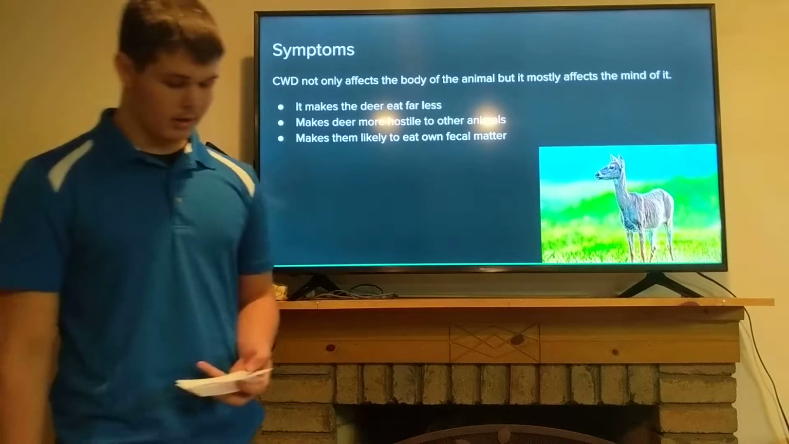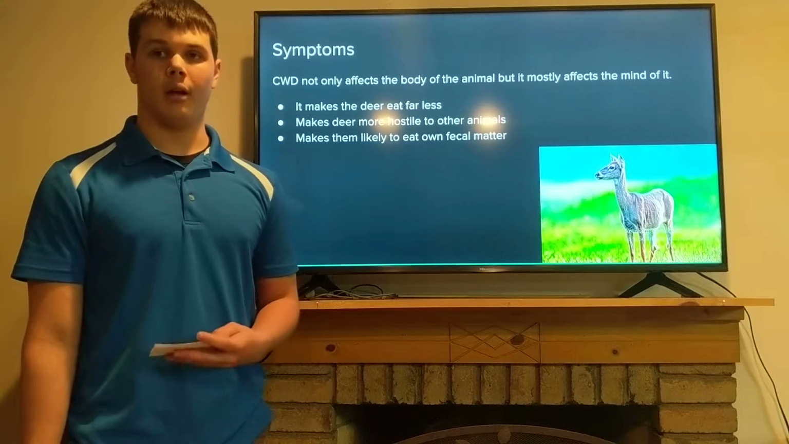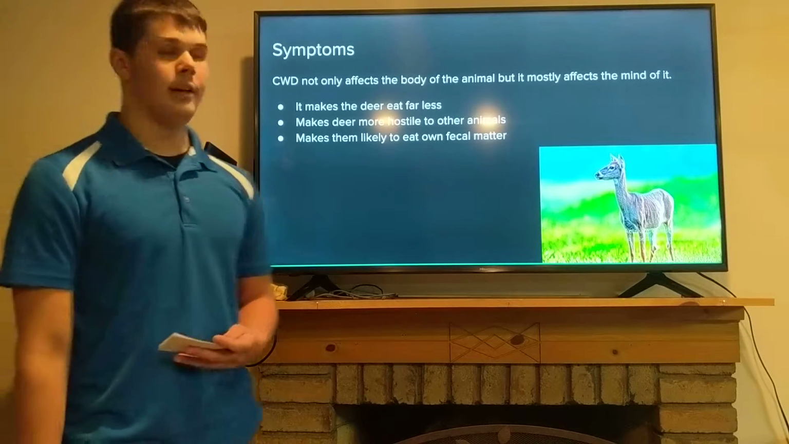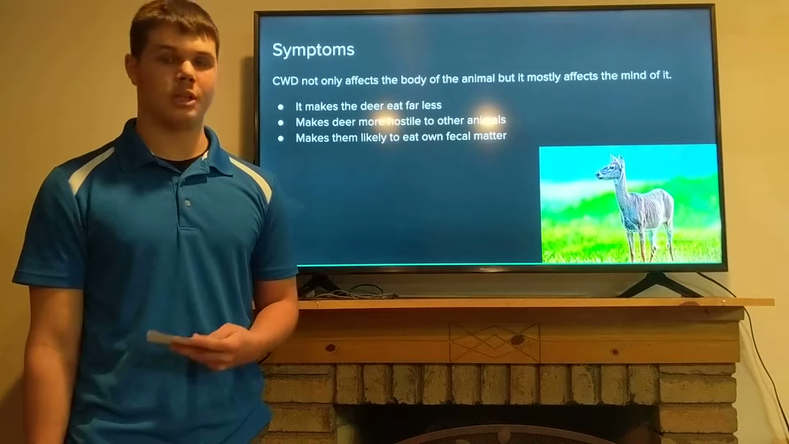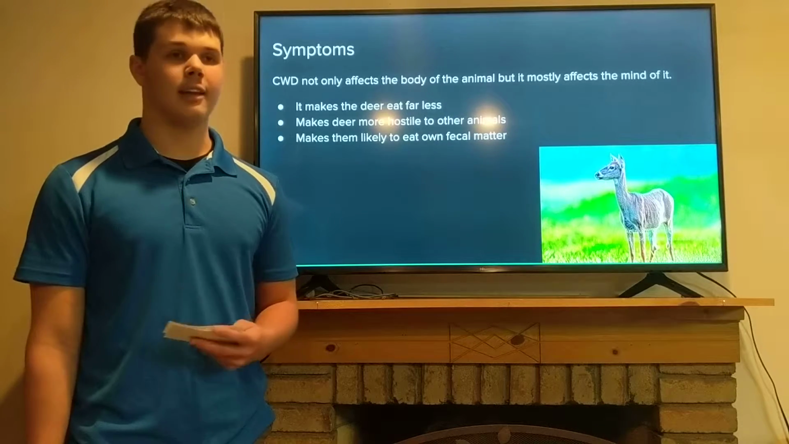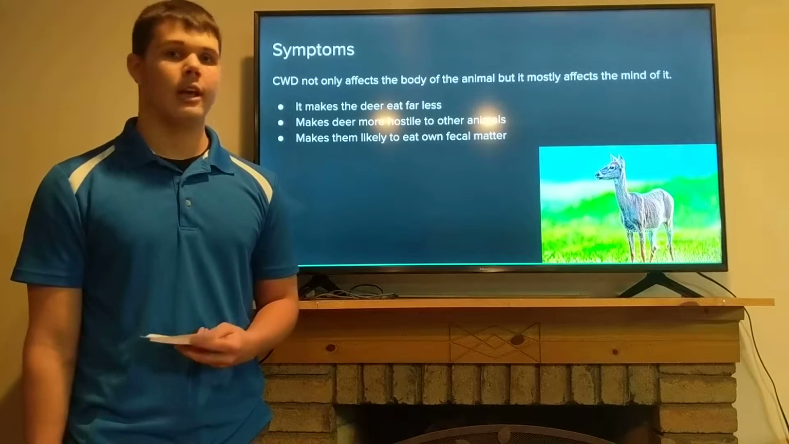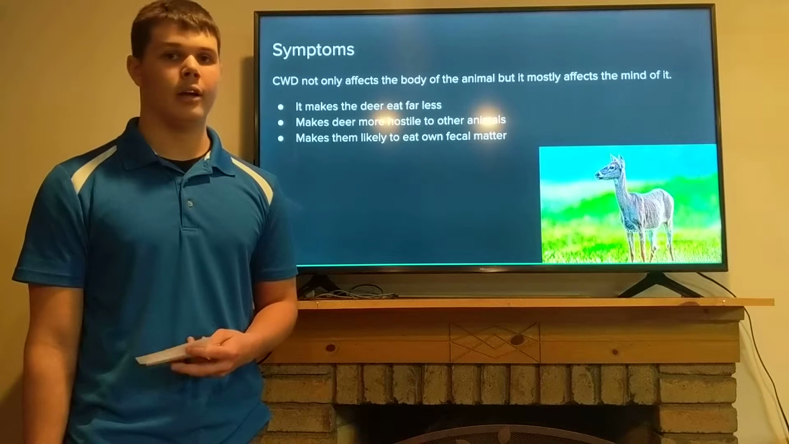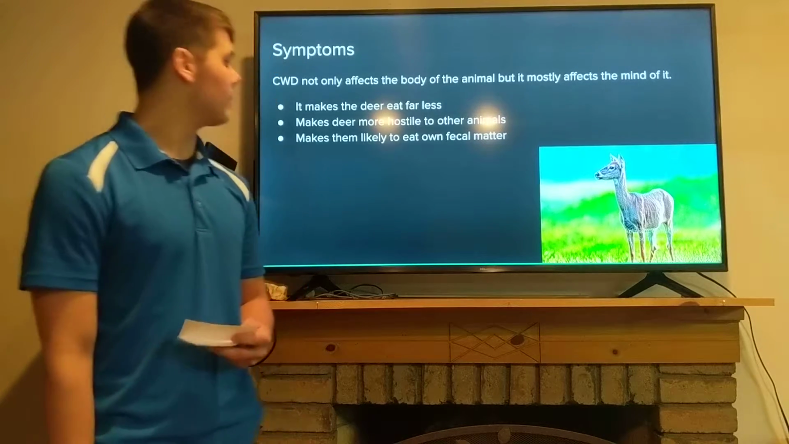Some symptoms of CWD mostly affect the brain of the deer. Firstly, it makes the deer eat far less, which makes them end up starving themselves, which leads them to death. Secondly, it makes them much more hostile to other animals and predators. If they are hostile towards a predator, it usually does not work out for them, and it ends up leading to their death as well.